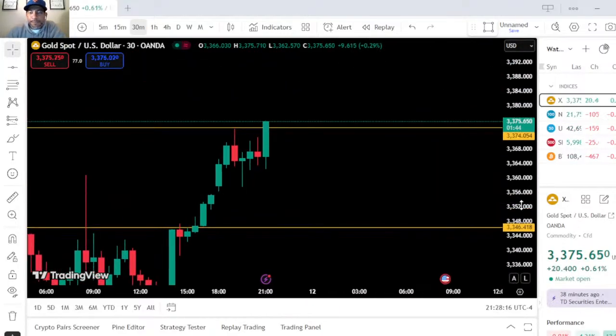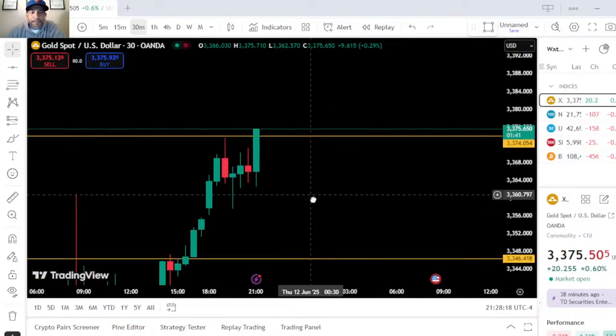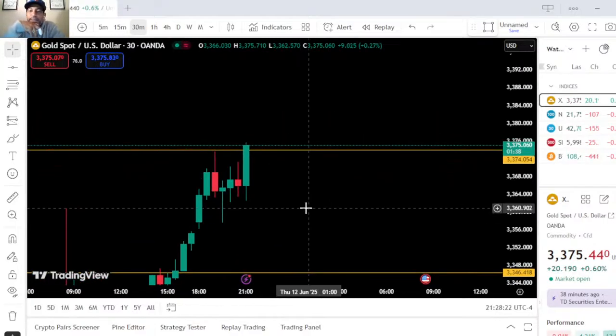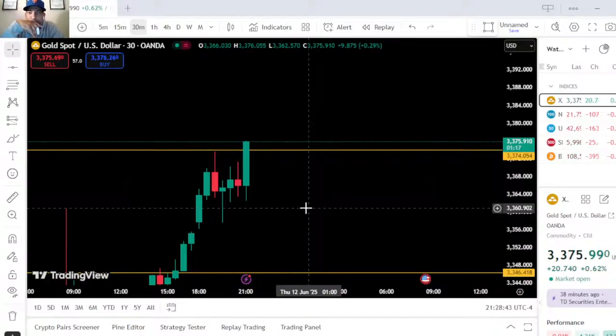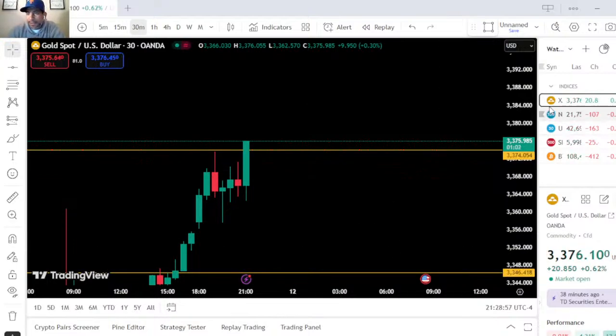All right, here we go. All right, let's see. Let's wait on it, gang. We have to close above. If we don't close above on the 30, I might wait for that 1 hour closure, but we might get this closure on the 30 here.